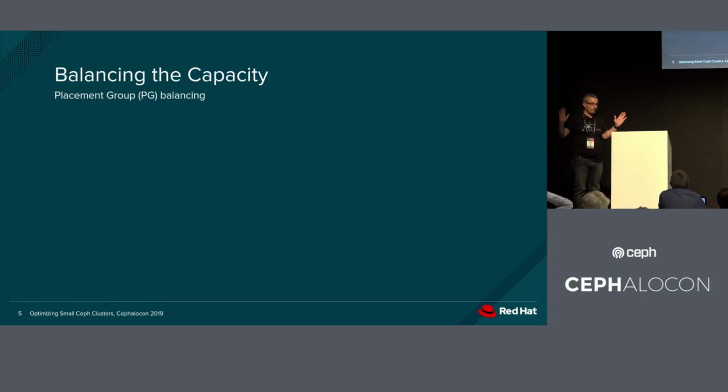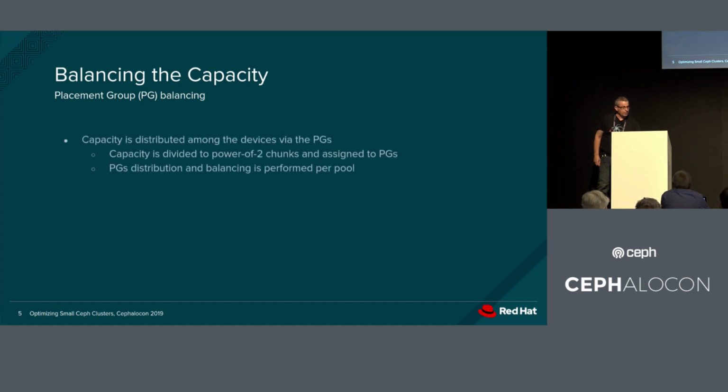We get this automatically from Ceph. We ask for an object or a file or whatever, and it's randomly spread across our devices. We don't know how it works. So we're already there. The way that Ceph balances the capacity is through the placement groups. First of all, the capacity is divided to groups of a size of power of 2, 128, 256 or so. We have power of 2 chunks.